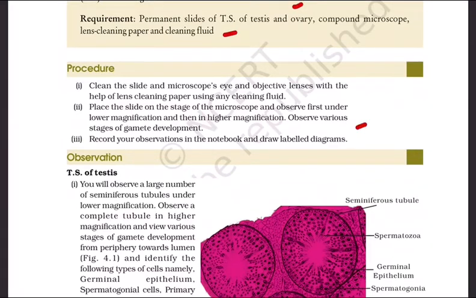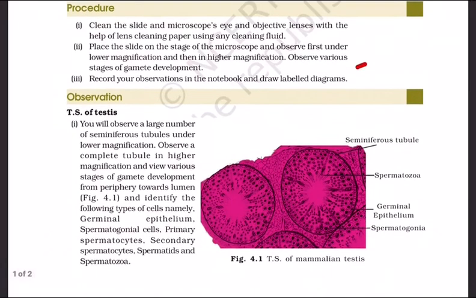But I have told you the procedure in the present tense; you need to write it in the past tense. Next, what is the observation? Ts of testis. Now first draw the diagram, always a beautiful diagram. Seminiferous tubules. Identify spermatozoa, germinal epithelium and spermatogonia.